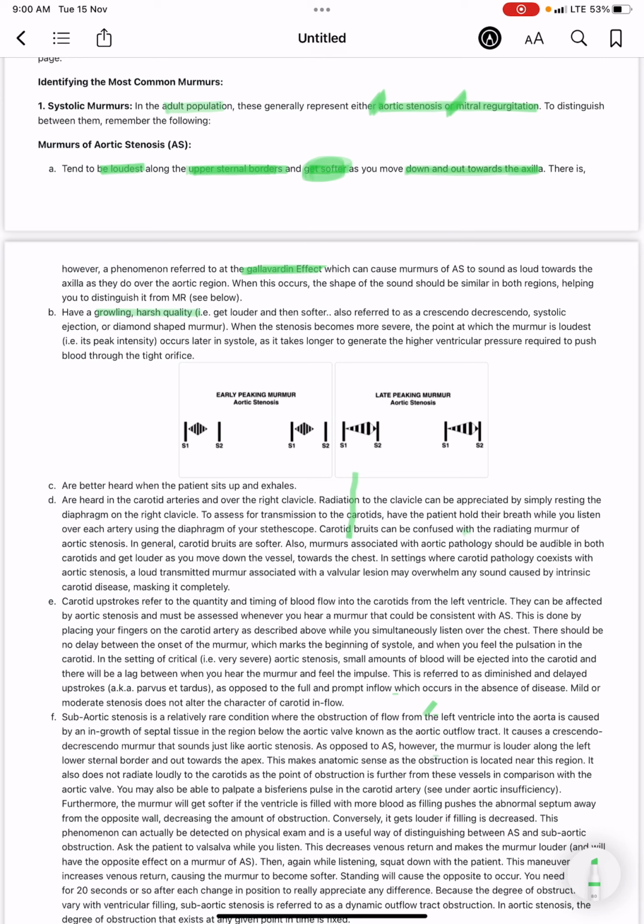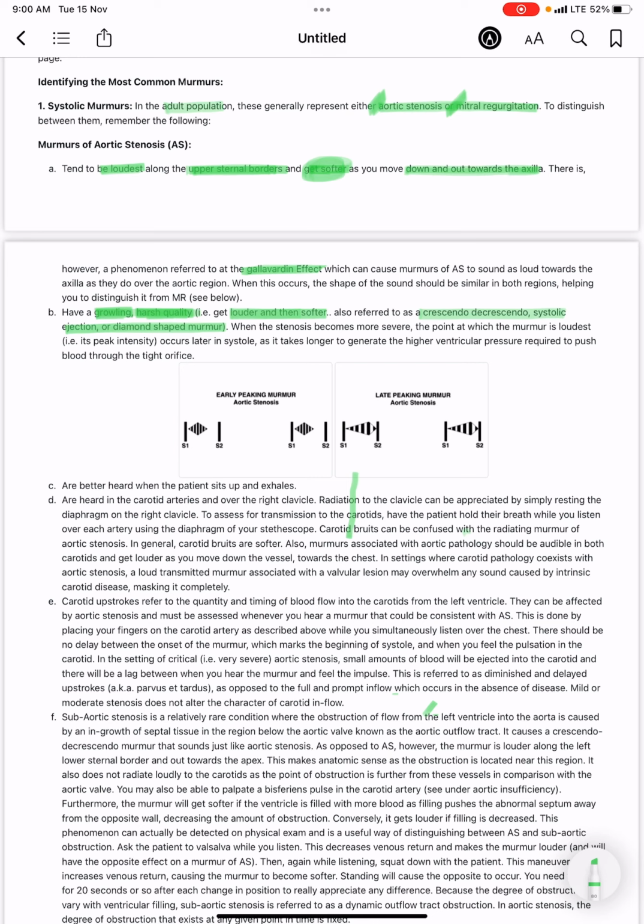So what happens in an aortic stenosis murmur? It has a growling, harsh quality, that is, it gets louder and then softer. It is also referred to as a crescendo decrescendo systolic ejection or diamond shaped murmur.